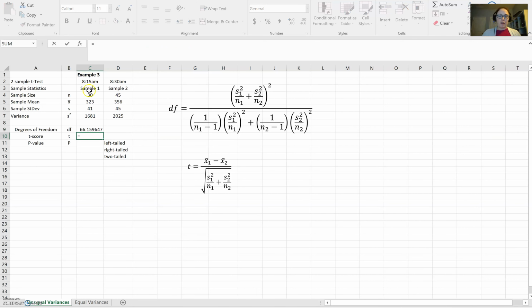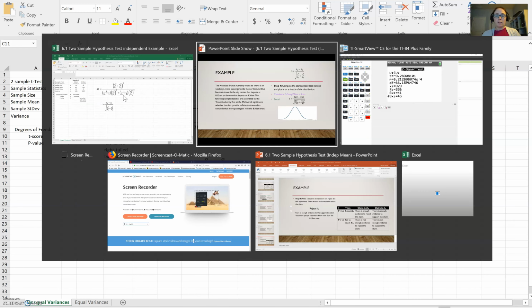And I'm going to go straight to the t-score formula. So I need parentheses around the subtraction. x bar 1 minus x bar 2, divided by square root. And there's my variance divided by n1 plus variance for the second one divided by n2. Close off those parentheses, and I get the same t-score as before on the calculator.